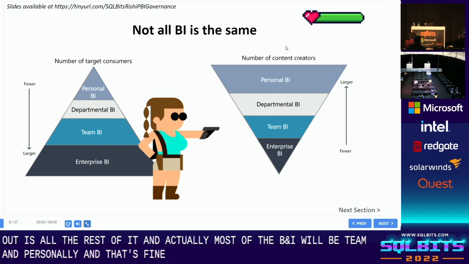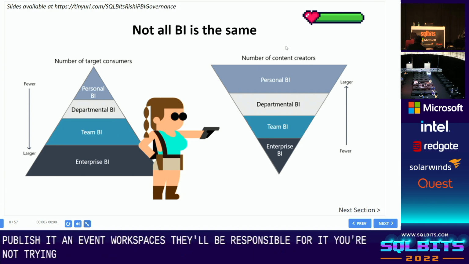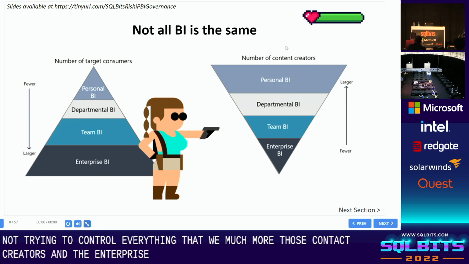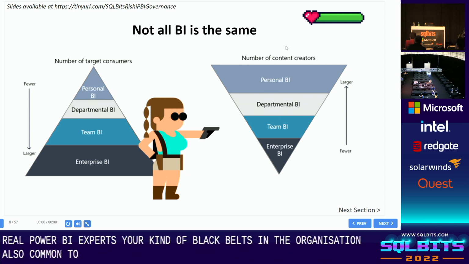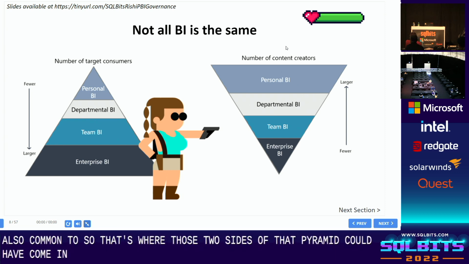Actually, most of the BI will be team and personal BI, and that's fine. People will publish it to their own team workspaces. They'll be responsible for it. You're not trying to control everything. There'll be many more of those content creators, and the enterprise BI will really just be built by your real Power BI experts, your black belts in the organization, which we'll come on to. So that's where those two sides of that pyramid come in, that distinction. And we'll go into this in quite a lot more detail.